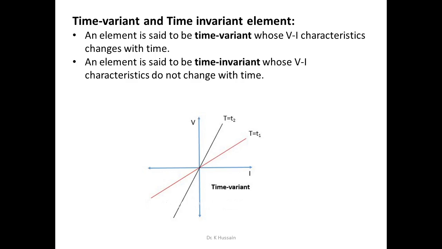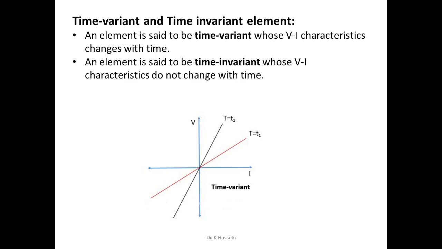By name itself, we can understand what you mean by that. Time variant and time invariant system. Vary means changes, invariant means fixed, right? So, an element is said to be time variant whose VI characteristics change with time. An element is said to be time invariant whose VI characteristics do not change with time.